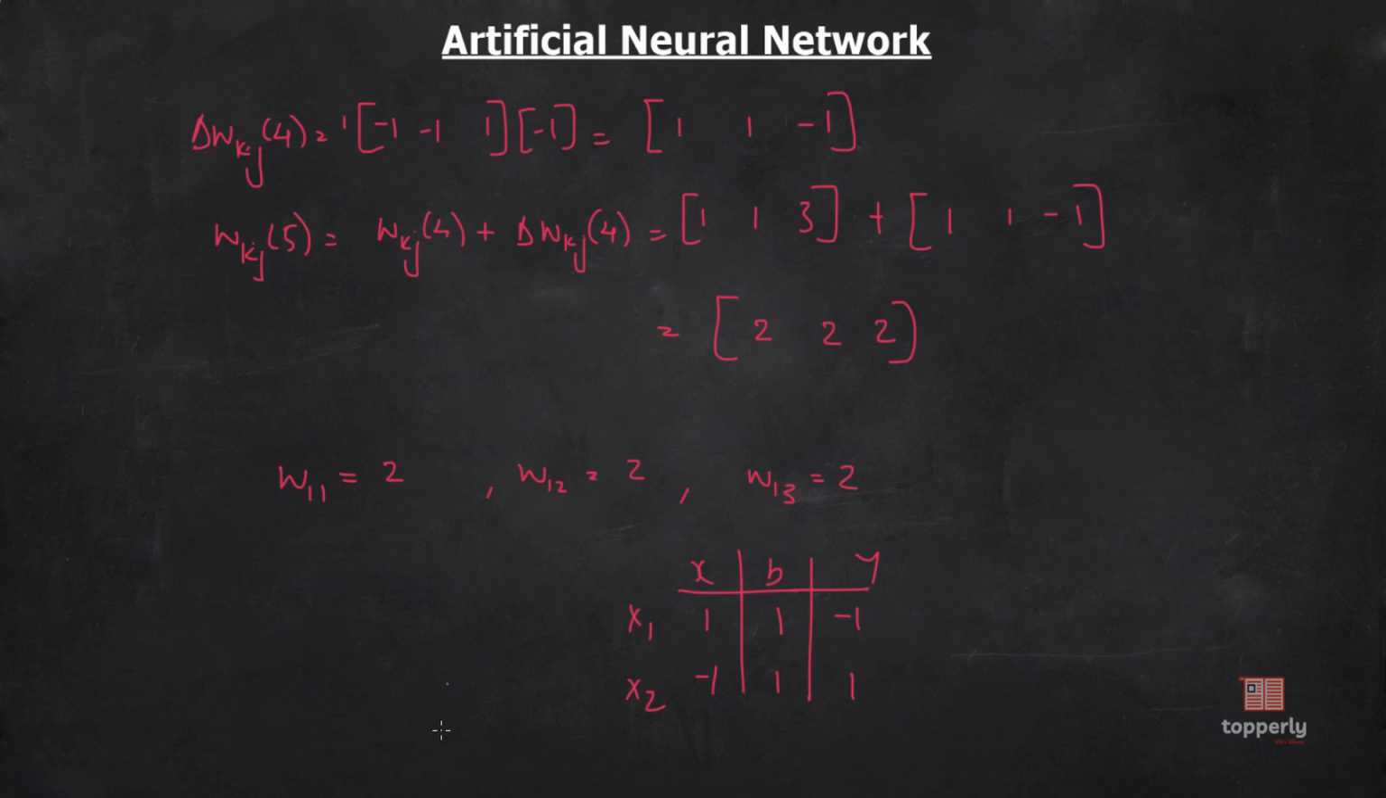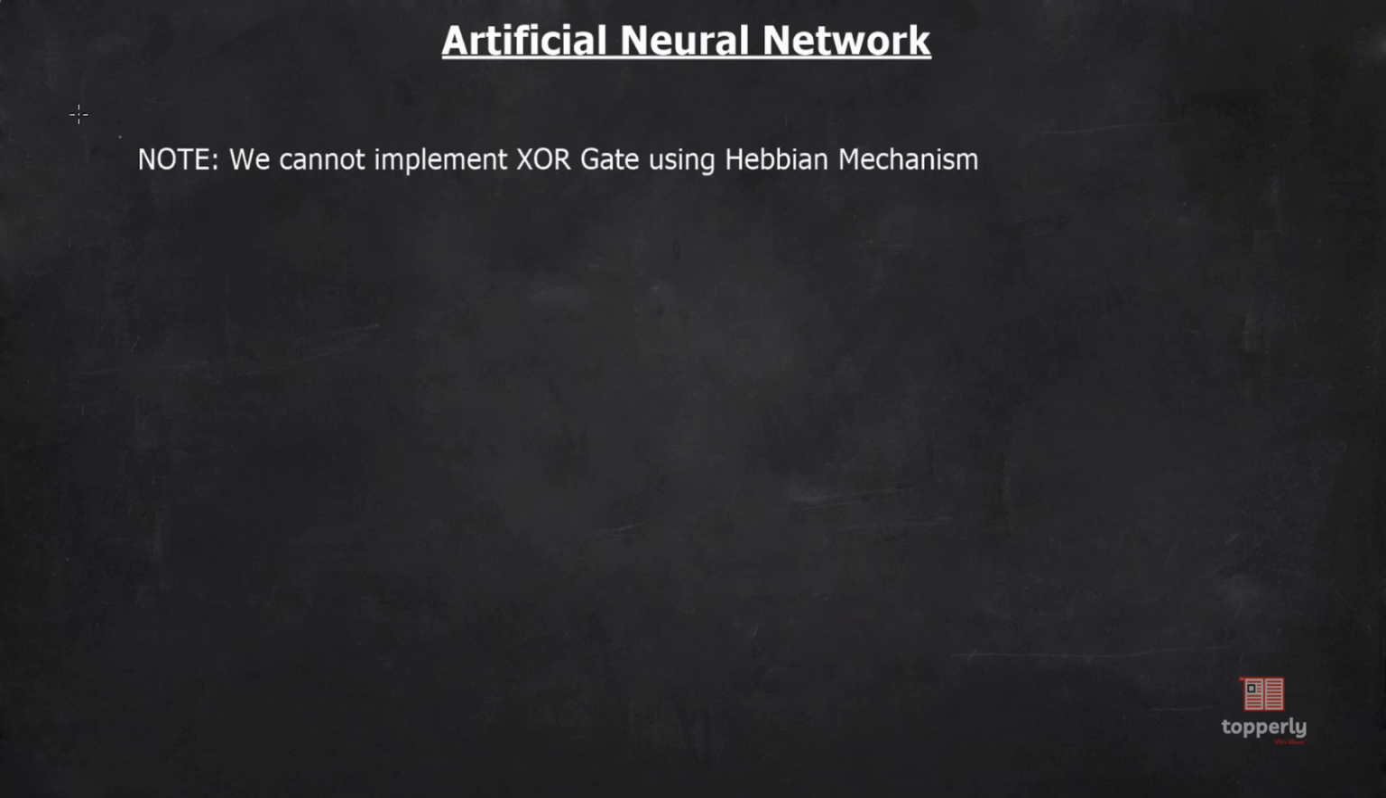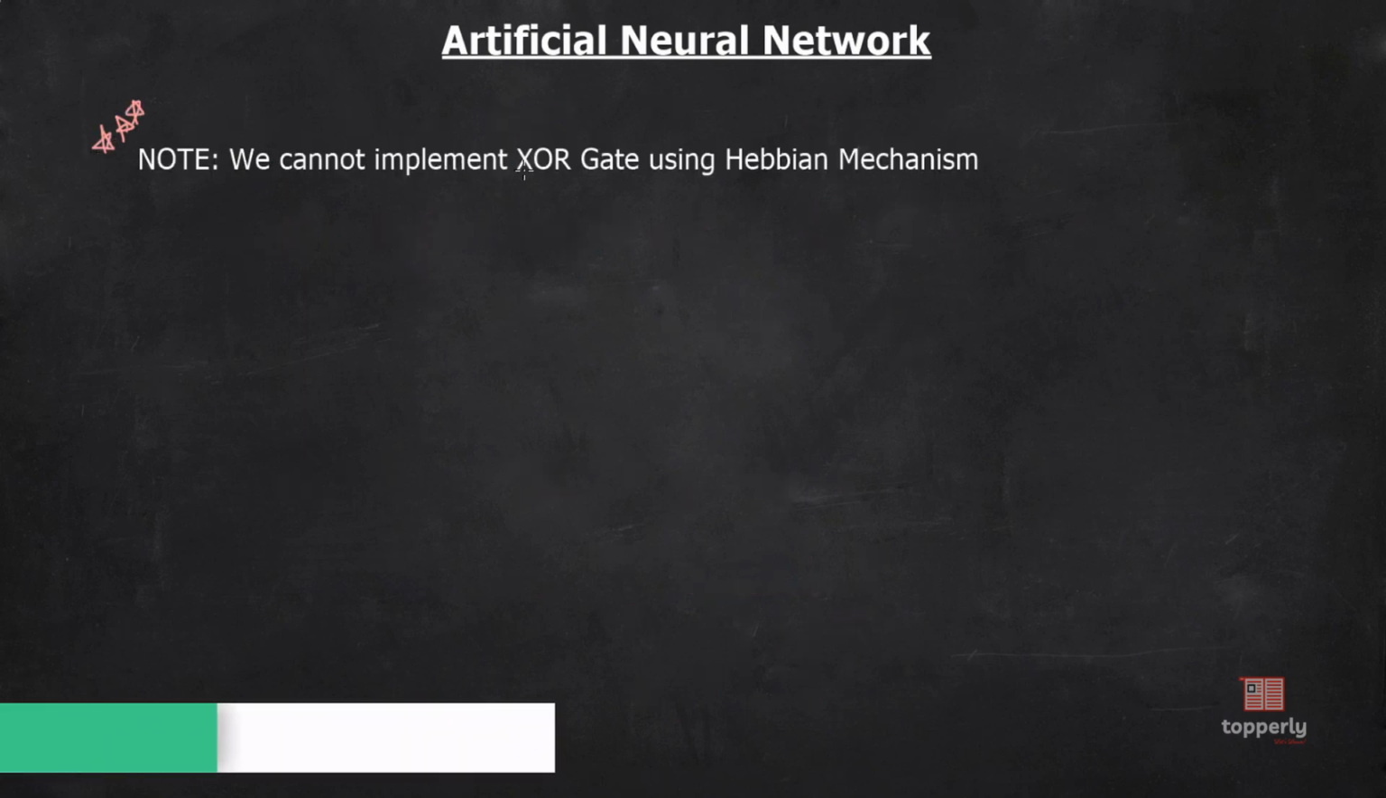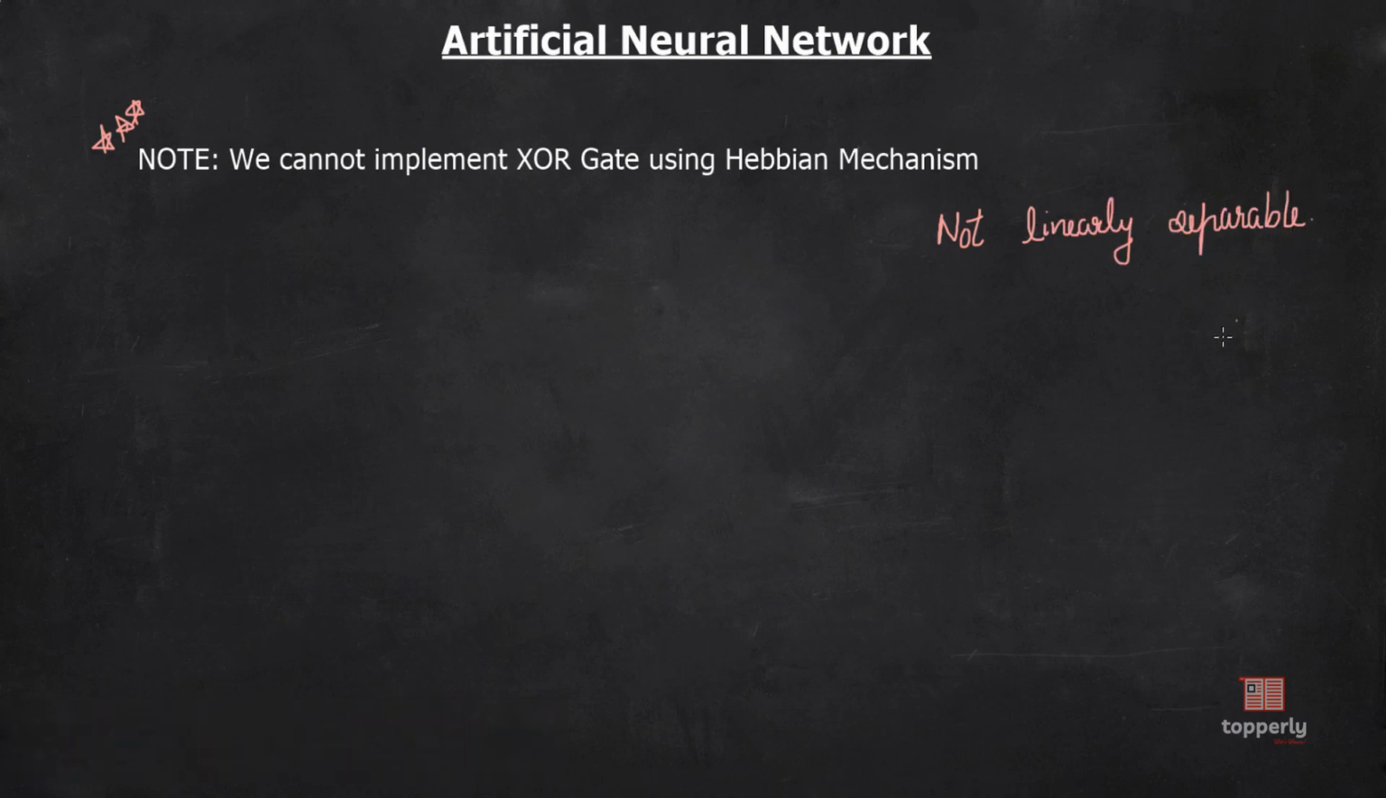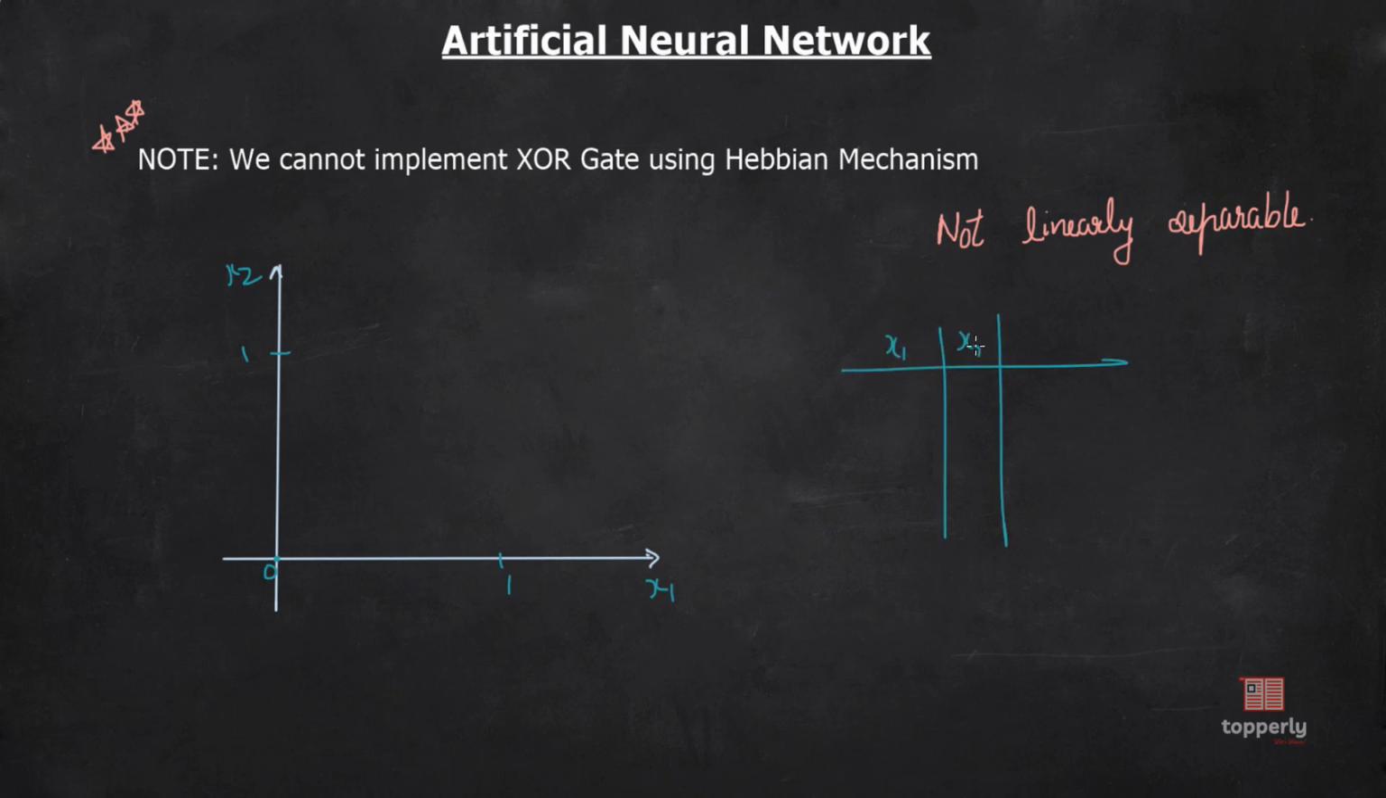Now another very important thing you need to notice is that we cannot implement XOR gate using Hebbian mechanism. The reason is that the XOR gate inputs are not linearly separable. Let me explain this to you by plotting the XOR gate inputs on a graph. Let this be the first input, let this be the second input, let this be 1, and let this be 1, and this point is 0. So we know the XOR gate inputs as x1 x2 y: 0 0 0, 0 1 1, 1 0 1, 1 1 0, and the outputs as 0 1 1 0.